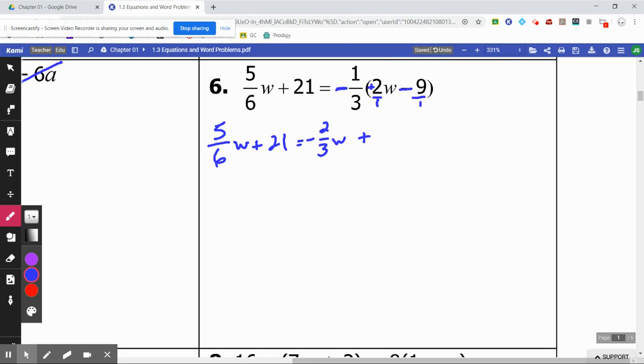We've got to do 1/3 times 9. If you need to come over to the side and do it, that is perfectly fine. Cross cancel leaves you with a 3 and a 1. That's 3 over 1, which is just 3.